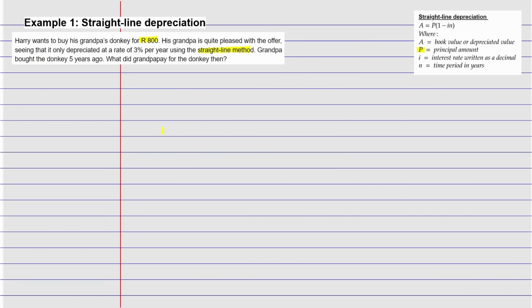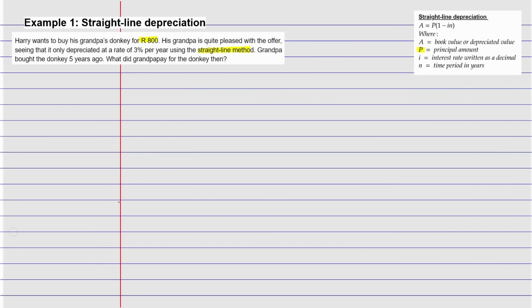Now Harry wants to buy a donkey which costs 800 rand. So the present value, as we're speaking now, the donkey costs 800 rand. Now we need to calculate how much grandpa had to pay for the same donkey 5 years ago, meaning the past, when it's the present value. I hope that makes sense, right?